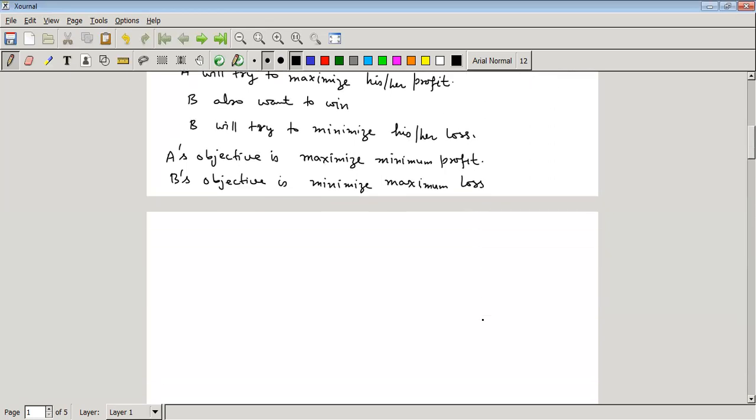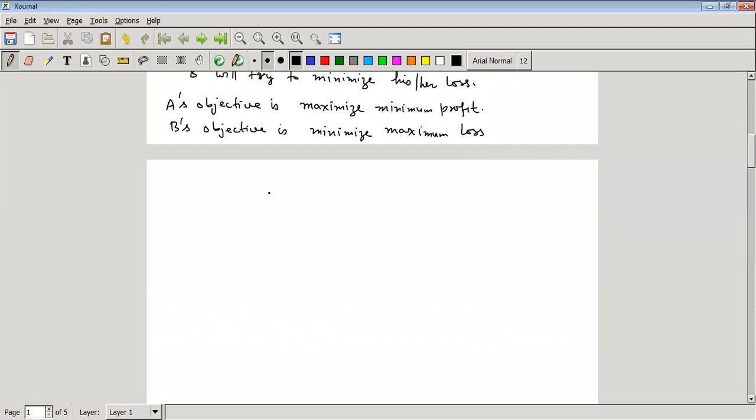So let us consider the same problem. This is the payoff matrix for player A. Head, tail, head, tail. Player B, player A, plus 1. So we can write 1, minus 1, minus 1, 1.